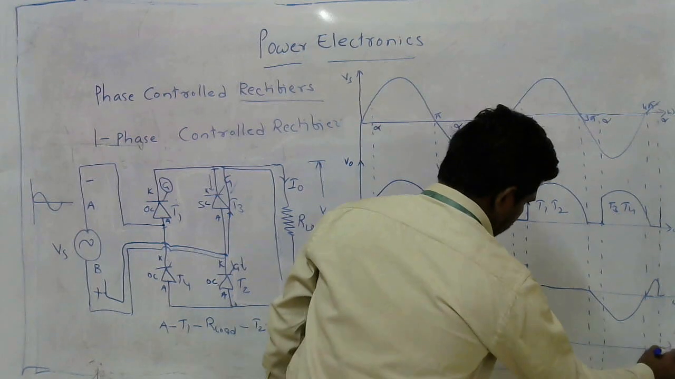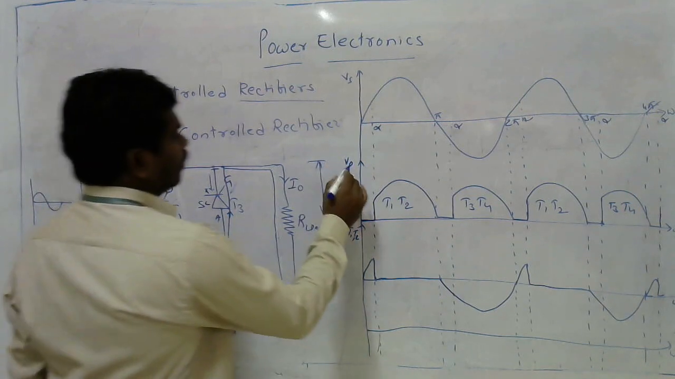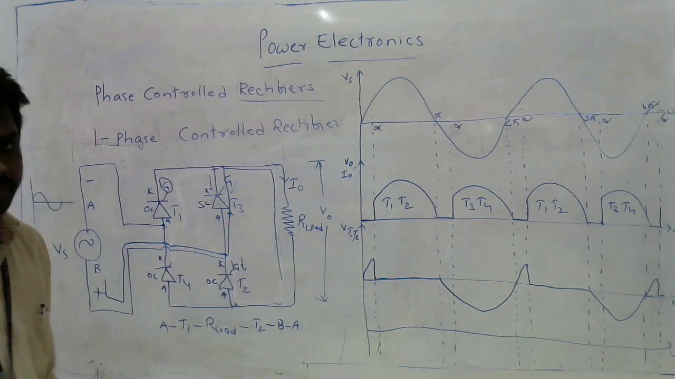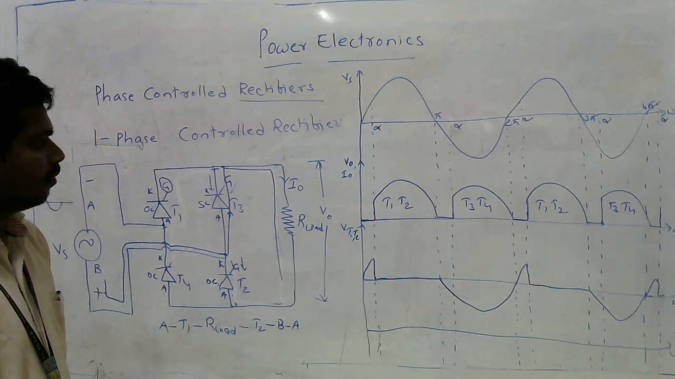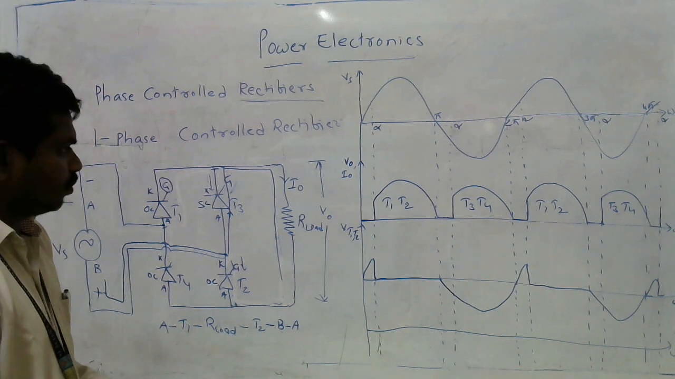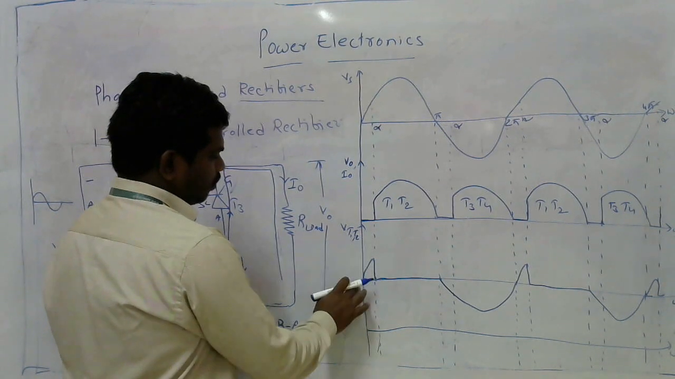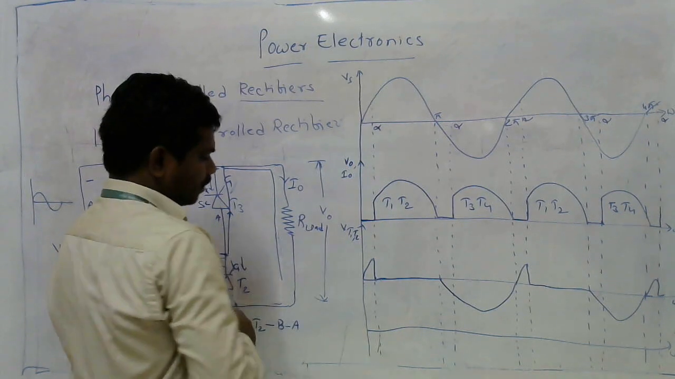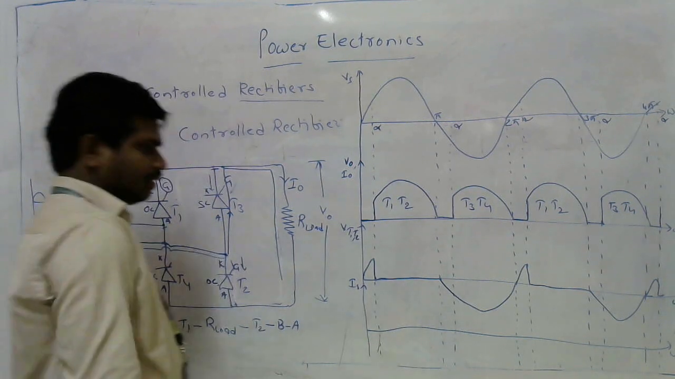Finally, this is a very important one. Look at this. This is not only V0, this is also I0, the same waves, because it is an R load. For an R load, the V0 waveform shape and the I0 waveform shape are similar. And when we see the voltage drop across the thyristors T1 and T2, the remaining portion of the input supply is available across the thyristors.